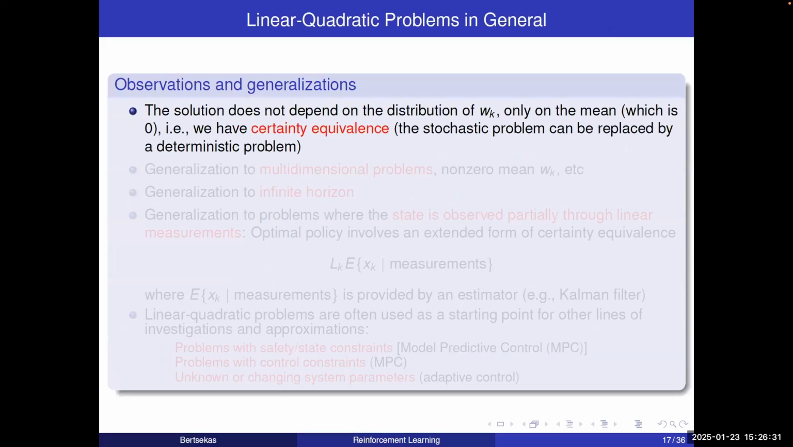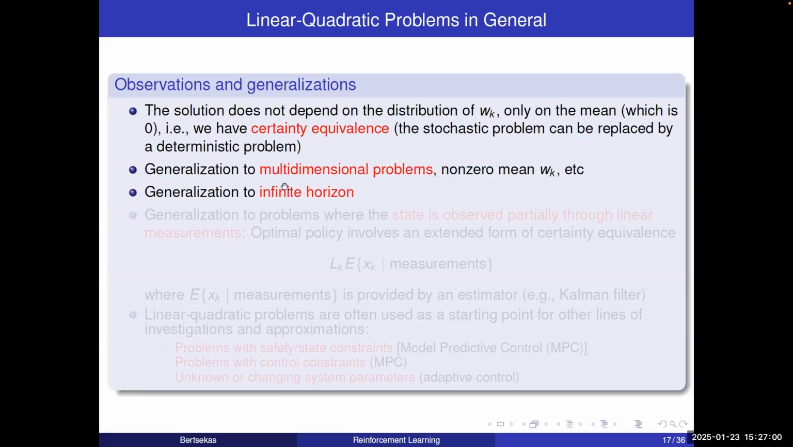Okay, so I'm coming to this question, generalization of the linear quadratic problem. Some observations. The solution does not depend on the distribution of WK, only on the mean. In other words, we have certainty equivalence. The stochastic problem can be replaced with a deterministic problem where the uncertain quantities are set to their expected values. The solution method generalizes to multidimensional problems, non-zero mean WK, and so on.